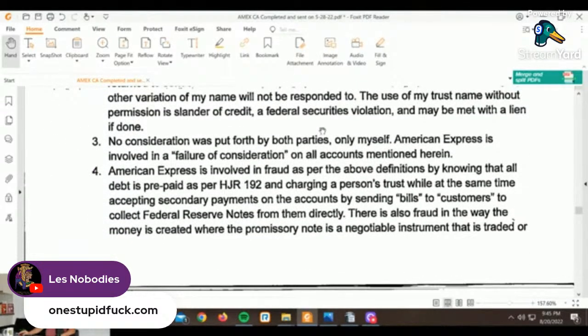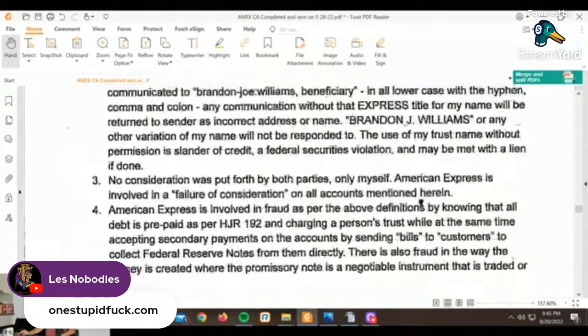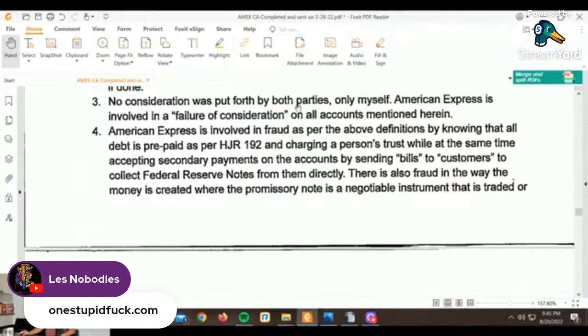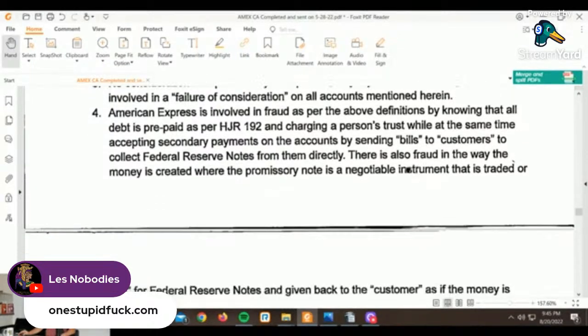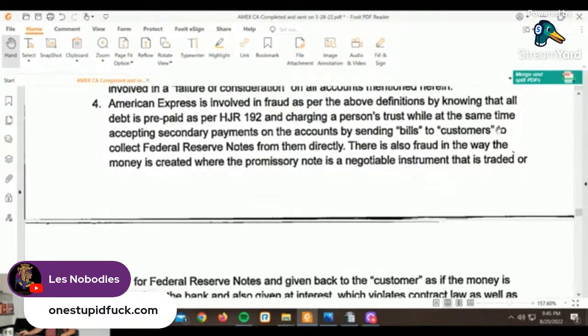The use of my trust name without permission is slander of credit, which is actually a technical term, and it's a federal securities violation and may be met with a lien if done. No consideration was put forth by both parties, only myself. American Express is involved in a failure of consideration on all accounts mentioned herein. That's number 3.